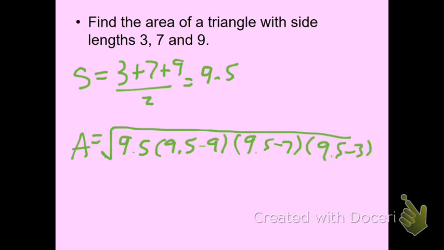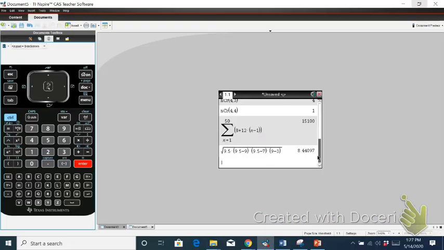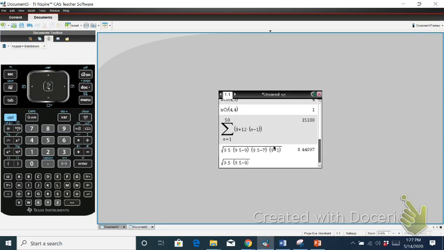And then just type that into a calculator. Okay, so I typed that in the calculator right here. So I just did the square root button, and then I just typed in 9.5, and then did times 9.5 times the difference of all the sides, and you get 8.4 is the area. And that would be in square units.